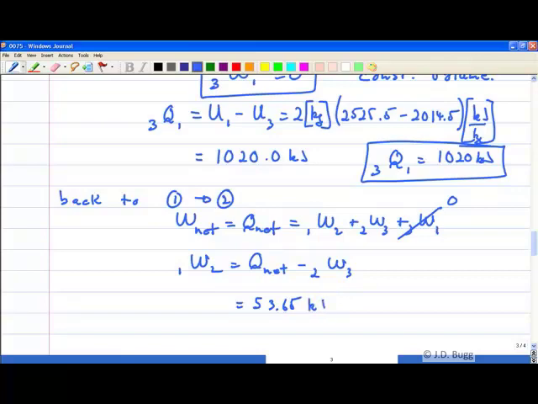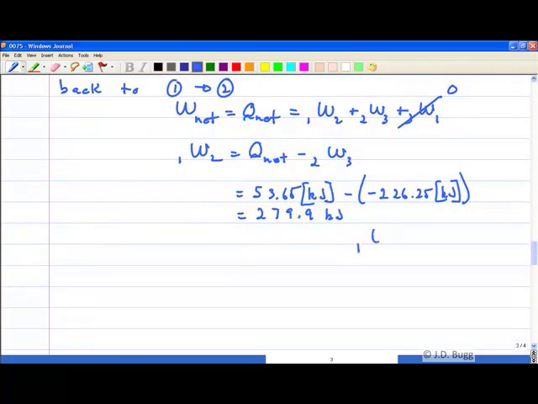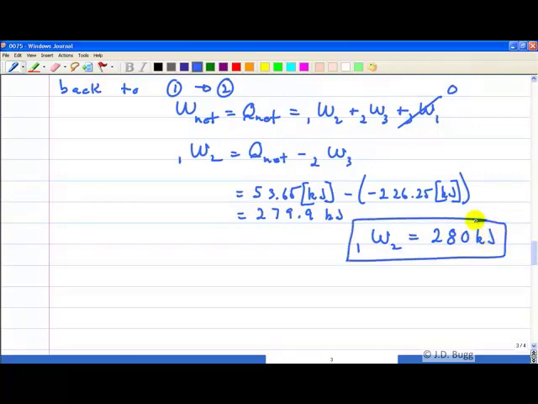53.65 was given in the problem, kilojoules, minus, and the work from 2 to 3 was negative 226.25 kilojoules. So this is equal to 279.9 kilojoules. So we found the work from 1 to 2 from the net work, and we express that as 280 kilojoules.